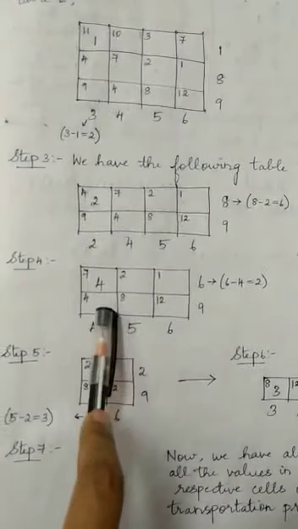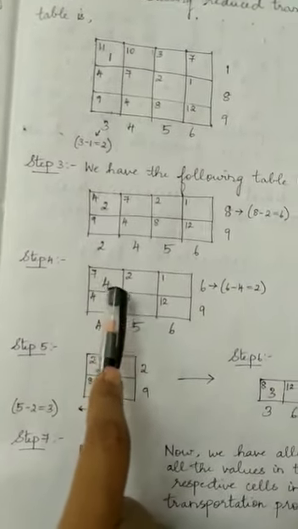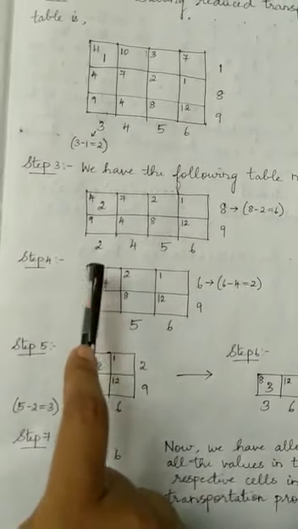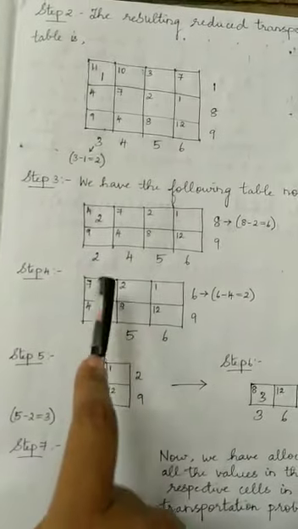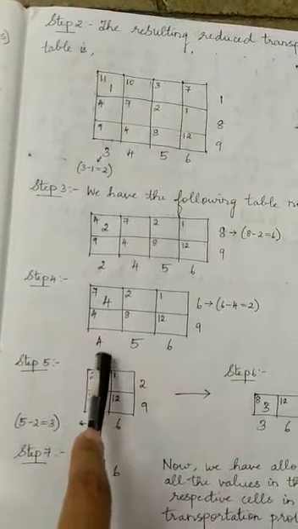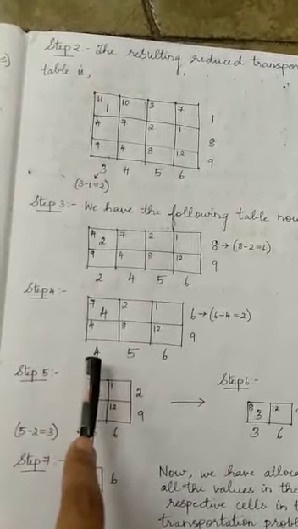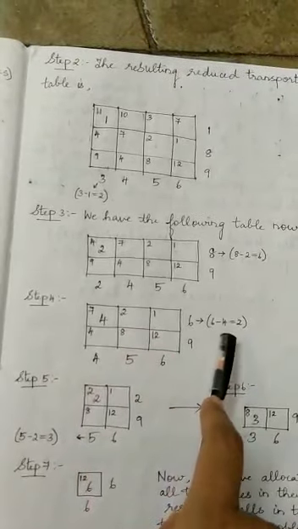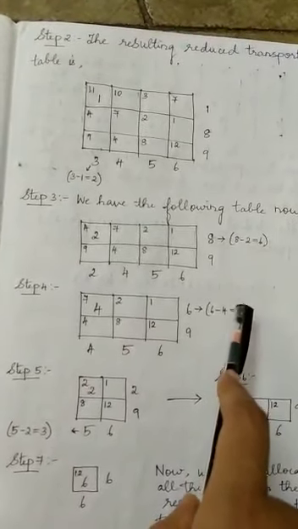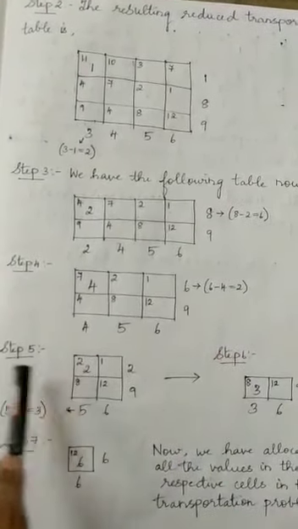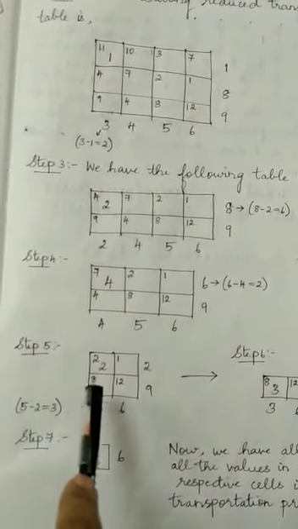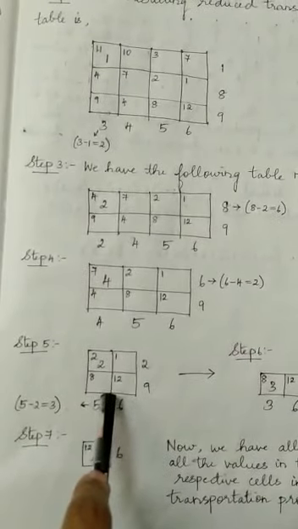Now step 4. So again we are going to repeat the same procedure. This cell is selected. The two values are 4 and 6. Minimum is 4, which is placed inside, and this corresponding column is eliminated and 4 is subtracted from 6 and we are getting the value 2 here. So 6 is going to be replaced with 2 in the next step. So step 5, we have got only 2 rows and 2 columns.